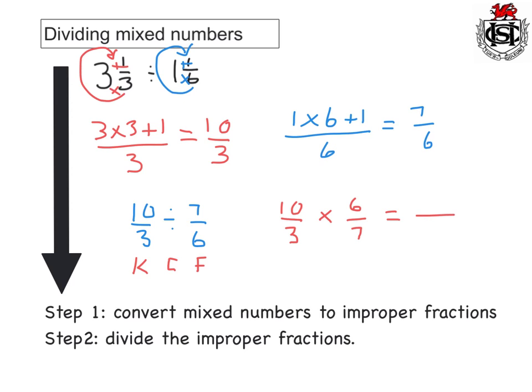Then on the top, we have 10 times 6 is 60, and on the bottom, 3 times 7, which is 21. Now we can simplify this down because 3 is a common factor of 60 and 21. So if I divide the top and bottom both by 3, 3 goes into 60 20 times, and 3 goes into 21 7 times. This is an improper fraction, so I can turn 20/7 into a mixed number. So 20 divided by 7. 7 goes into 20 twice, which is 14, with a remainder of 6. So I can write 20/7 as 2 and 6/7.